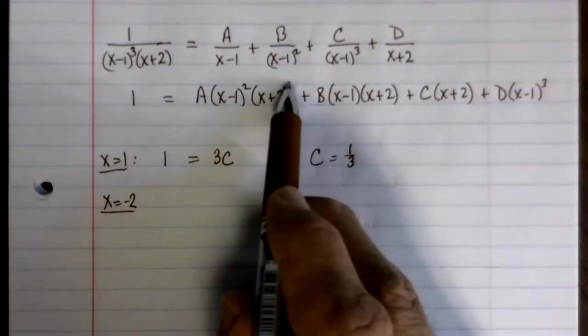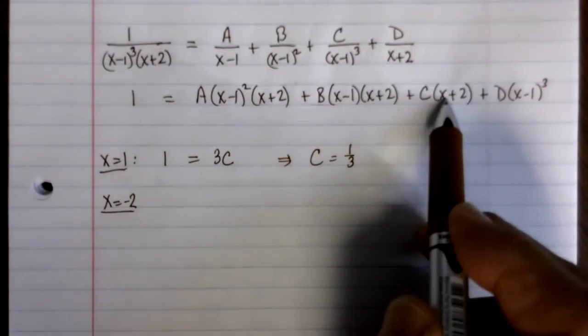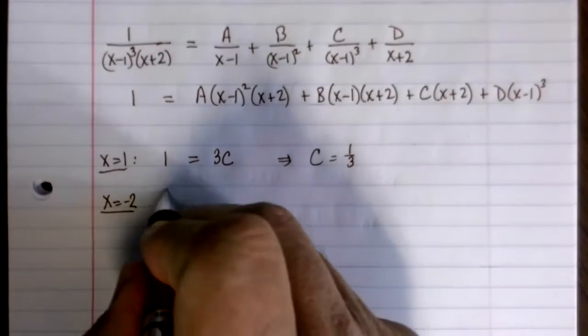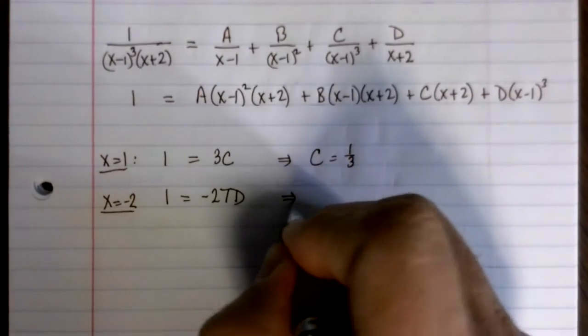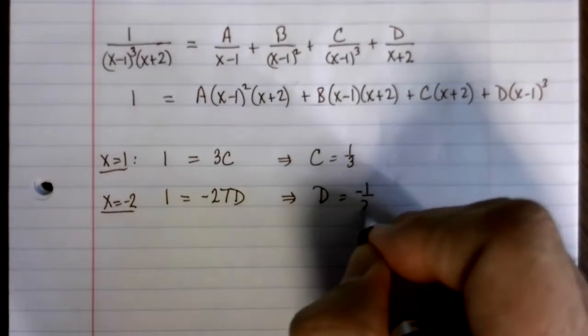The other thing that I can plug in that's easy is -2. If I plug in -2, that goes away, and that goes away. Plug in -2 here, I would get (-3) to the third, -27D. And therefore D is equal to -1 over 27.